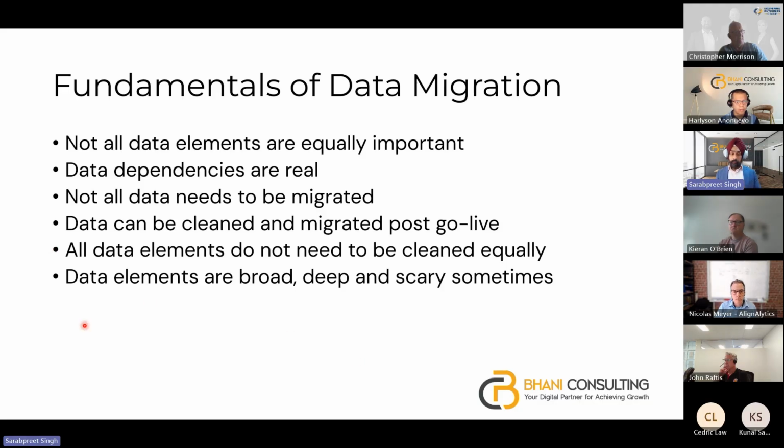Then we cover data migration elements, which are broad, deep, and sometimes scary. It is really important for us to understand, from an executive perspective, for the people who are doing this work, that we just have to be a little more conscious of the fact that this is very deep and very broad, and it takes time.